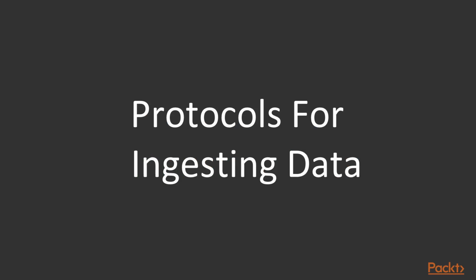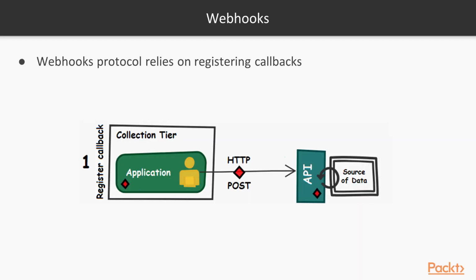Okay, we covered a set of interaction patterns, and now it's time to check out some protocols used by the streaming API for sending data and by the collection tier for ingesting data. The first protocol is webhooks. This protocol relies on registering callbacks or endpoints that will be notified of changes. For example, GitHub uses this protocol to expose different kinds of endpoints to its clients. Mainly, this protocol has two steps that can be described in a streaming system like this.